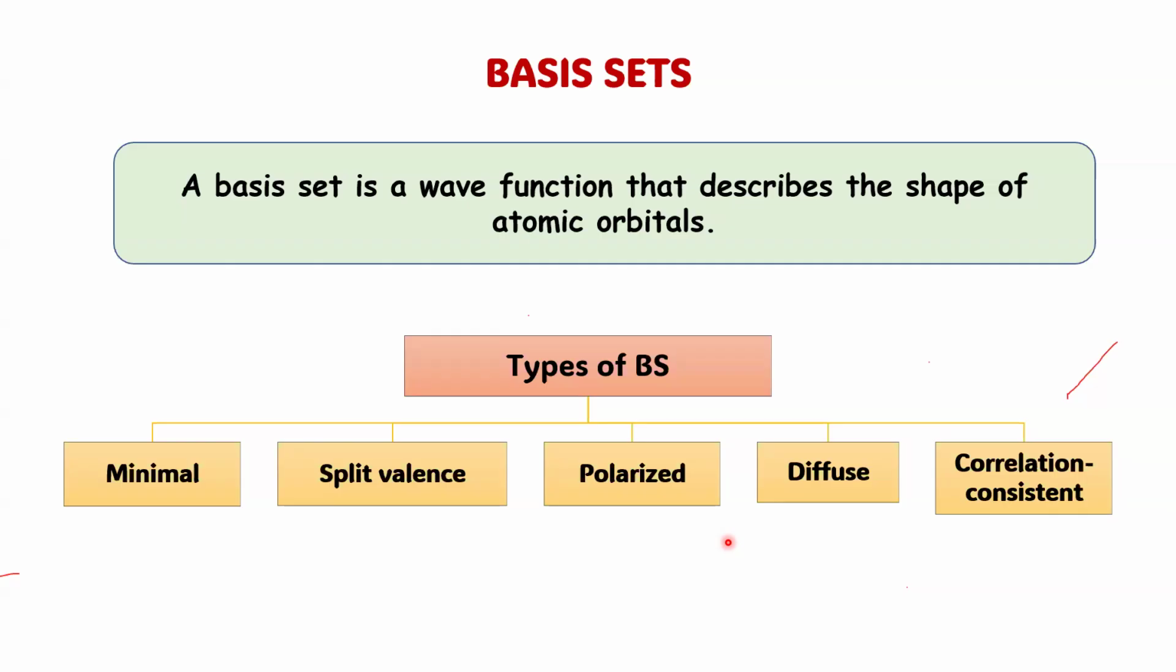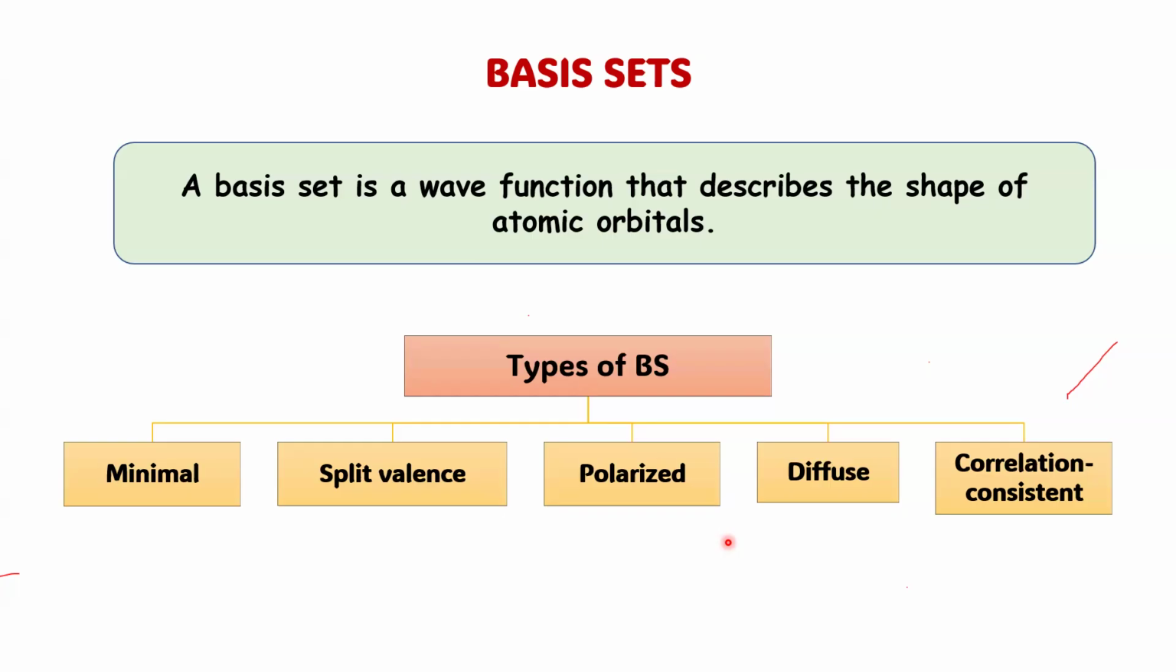But along with these basis sets, there are some other types, like double zeta, triple zeta, and quadruple zeta basis sets. So what is the difference between double zeta, triple zeta, and quadruple zeta? In a double zeta basis set, it uses 2 sets of functions to describe the valence orbital. Along with these 2 functions, it will use the polarization function.